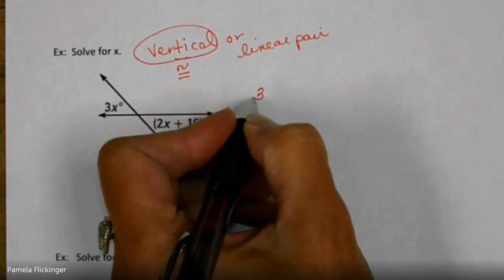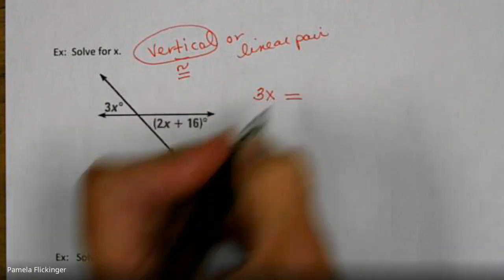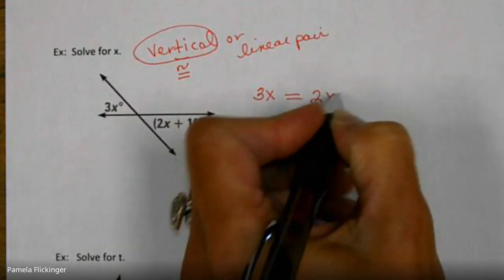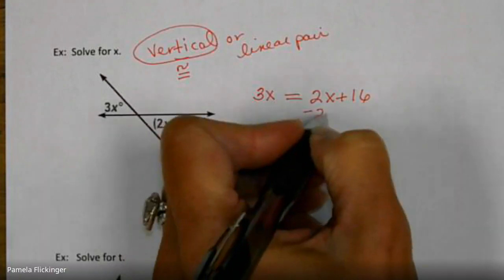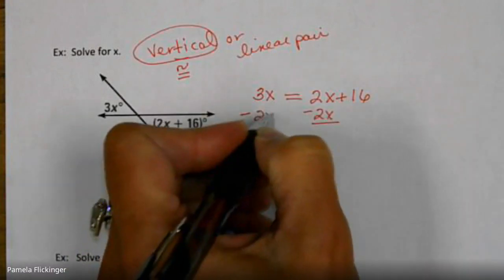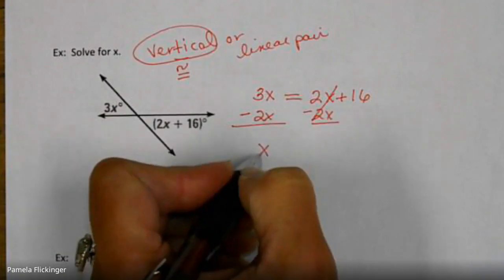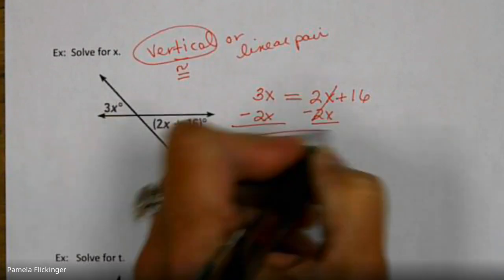We're going to say 3x would equal 2x plus 16. Once you get your equation set up, you go side to side. So we're going to subtract 2x, and we're going to end up with 1x equals 16.